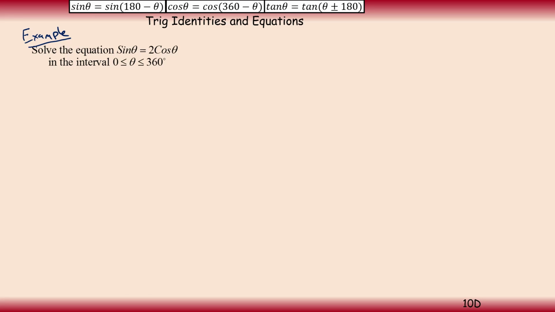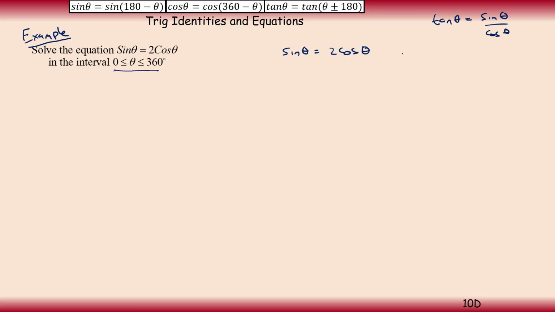Okay, one more example. Solve the equation sine theta equals 2 cos theta in the interval from 0 to 360. So we've got the same interval, but sine theta equals 2 cos theta. Let's write that out. How can I solve this then? I remember an identity: tan of theta is equal to sine of theta over cos of theta. That's going to work for me here.